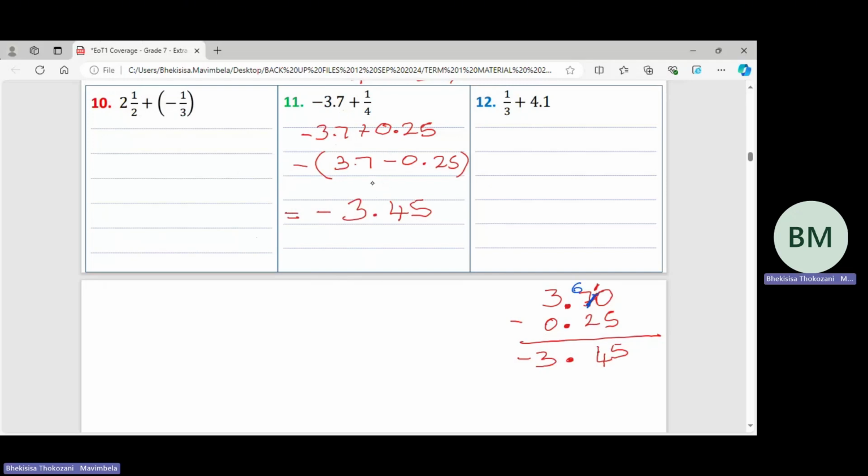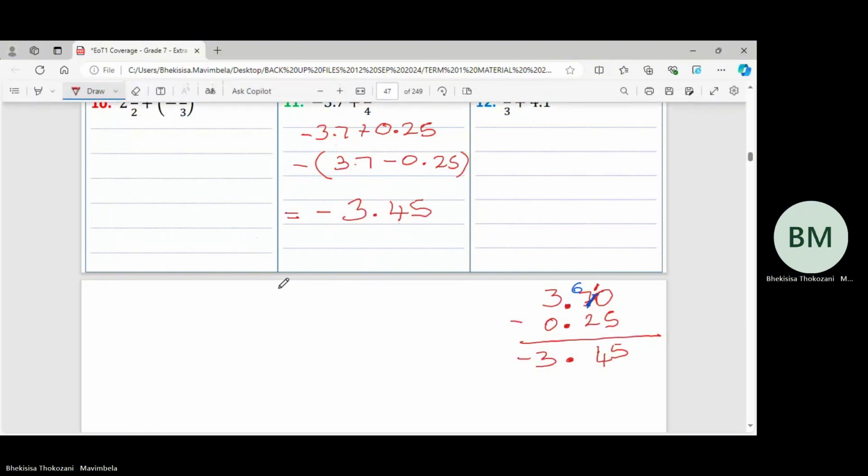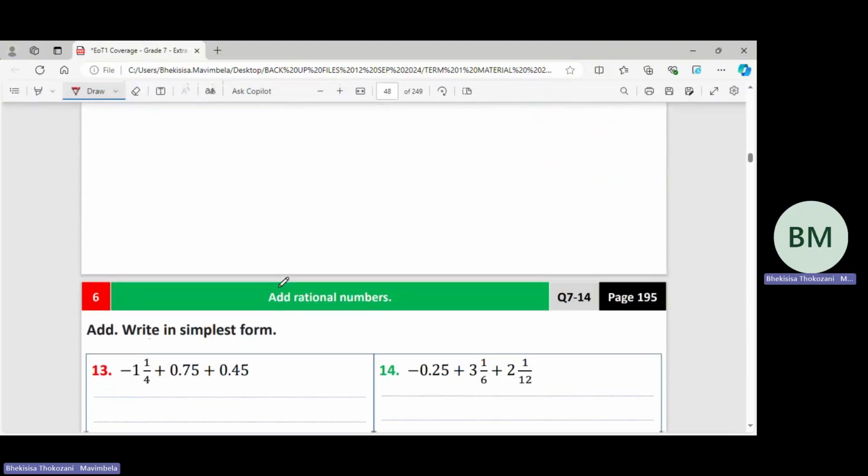You can see the steps here are much faster, because you don't have to make the same denominator and so on and so on. So it's very easy to add or subtract decimals. All right, let's move on to the next one.